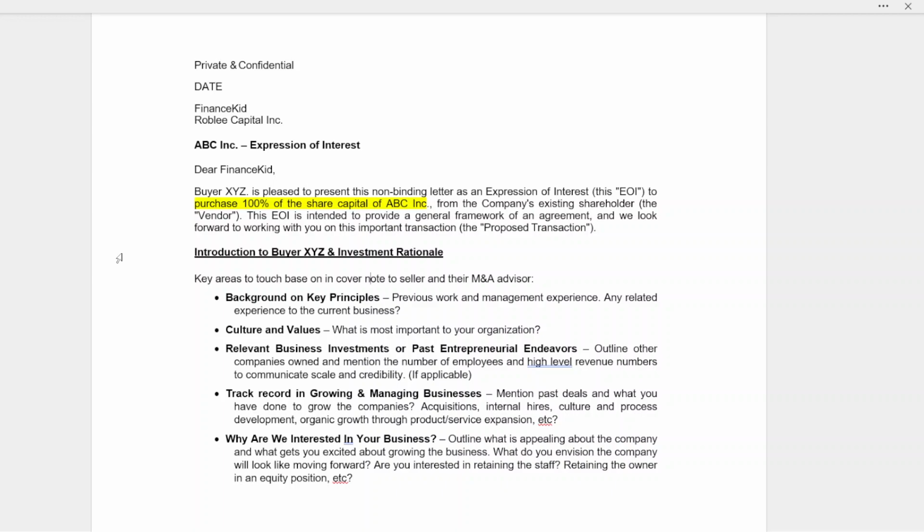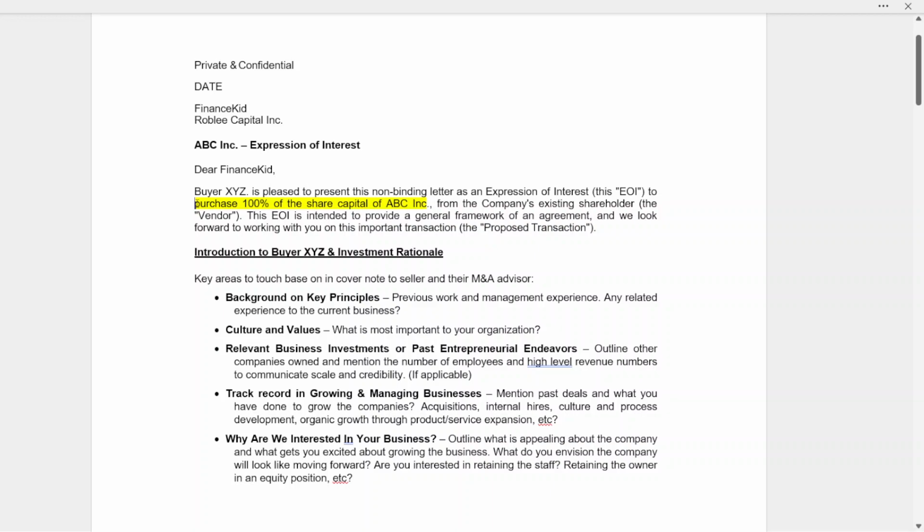So in the first page, it's very similar to when you're applying for a job. It's really the cover page, summarizing the purpose of the offer, what you're looking to do, and then providing a bit of background and the investment rationale behind why this company interests you and why you're submitting an offer for the business.